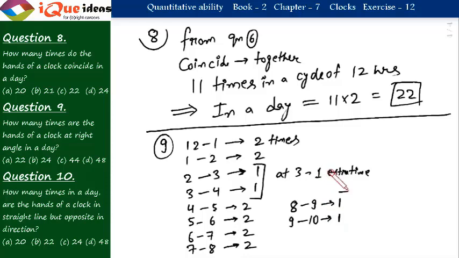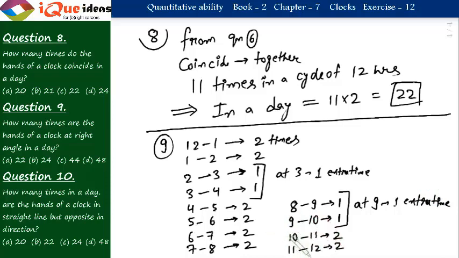But again, we have been counting between 8 and 9 and between 9 and 10. We have not counted at 9. Now at 9, one extra time. Similarly, between 10 and 11, exactly 2 times, and between 11 and 12, exactly 2 times.